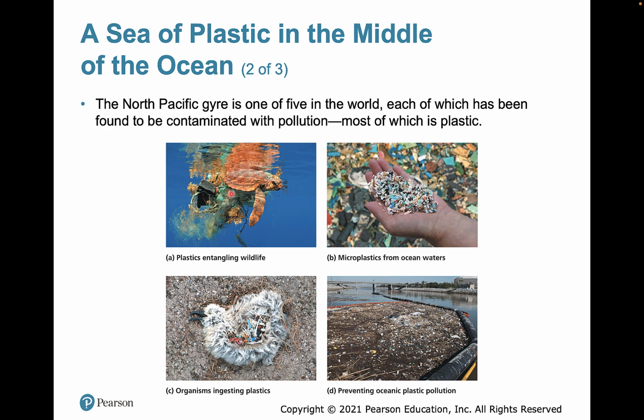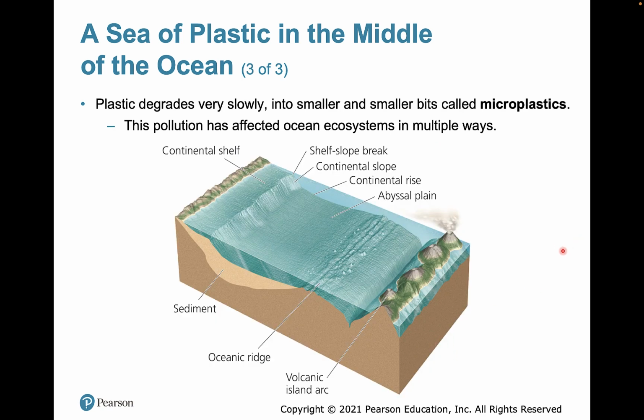So if you take a look, plastics entangle wildlife like turtles who need air to breathe. Plastic never completely breaks down, so there's always microplastic that washes up on beaches. Organisms ingest it and they die. And these are ways that we can prevent oceanic plastic pollution: by putting barriers up to catch it before it makes its way into the bigger bodies of water. It degrades really slowly, and it builds up in these continental shelf areas.